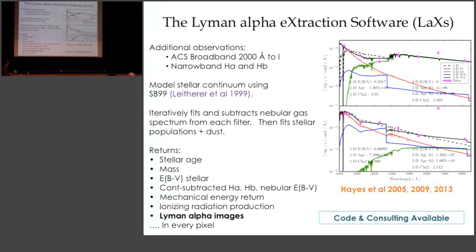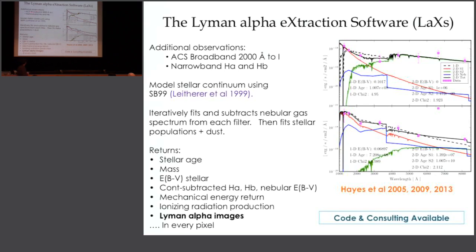reddening. We can constrain the actual amount of mechanical energy that's been returned in every pixel from supernovae and stellar winds. We can produce maps of the ionizing radiation production, so maps of how a galaxy looks at 900 angstroms or integrated over the whole ionizing continuum. And we can also produce, most importantly, images of Lyman-alpha.